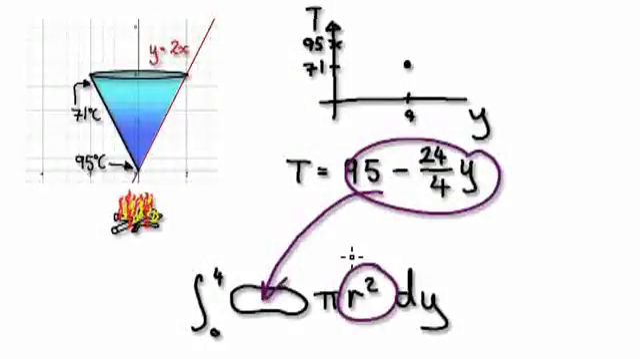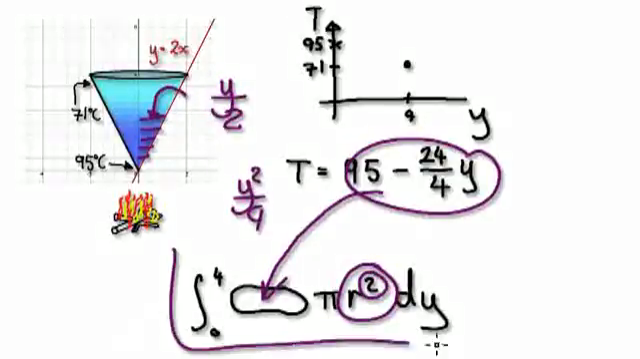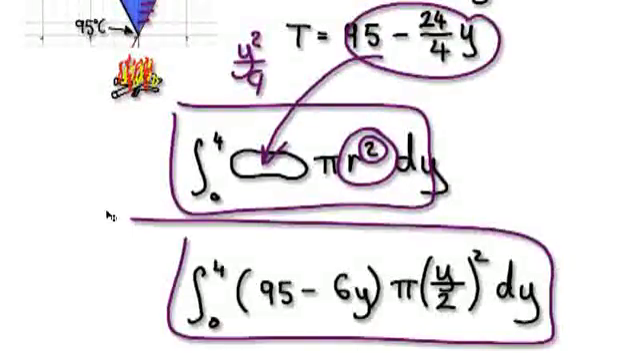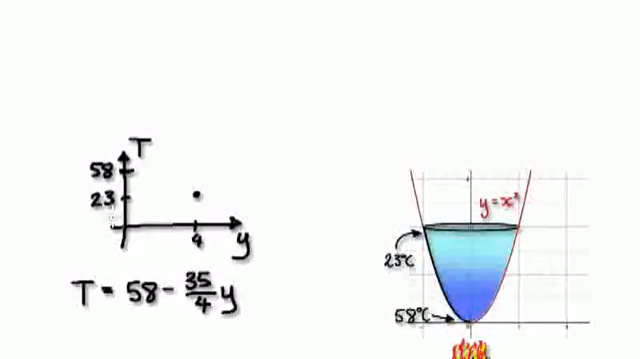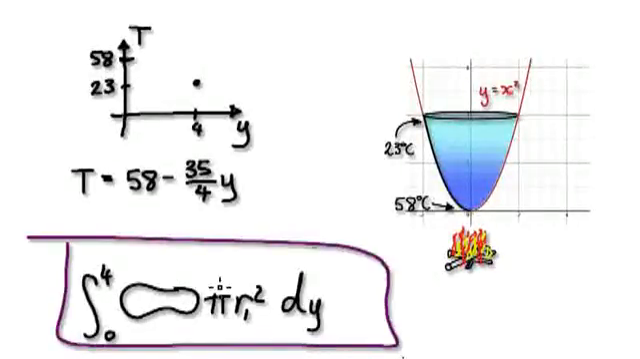And don't forget, our radius is y over 2. Square it, that will give you y squared over 4. So from here, it would take us to here. And then now for this we need to set up. So this is our aim for this one here.